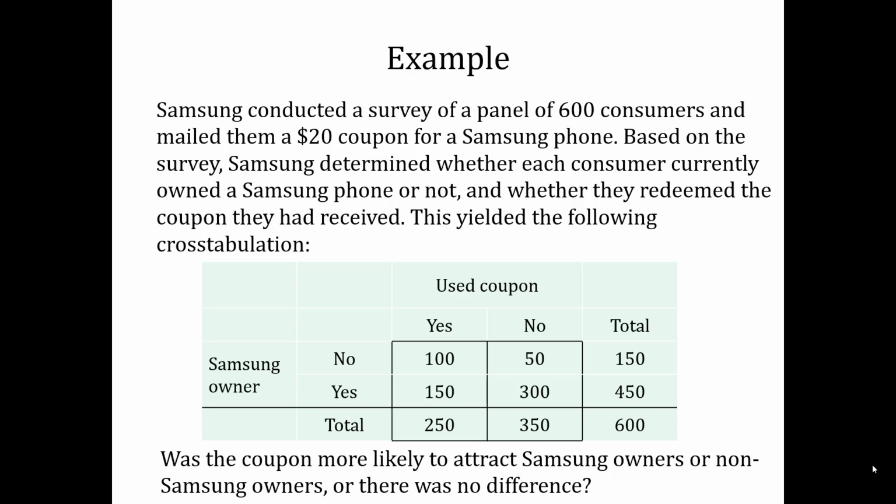We looked at it a while ago to understand how to interpret a crosstab, but at that time we did not conduct a statistical test. The two segments we are comparing here are Samsung owners and non-owners. Let's ask the same question. Was there a difference between Samsung owners and non-owners in their usage of the coupon?